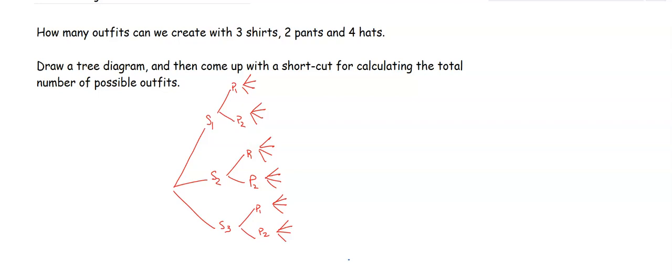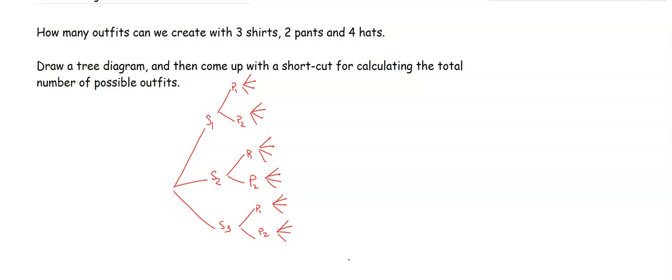For example here, if I wanted to know how many outfits I can create with 3 shirts, 2 pants, and 4 hats, I could have drawn out a sample space and said picking out my shirt gives me 3 options. Picking out my pants gives me 2 options for every one of those 3, and picking out my hat gives me 4 options for every one of those 6 options. Well, where did the 6 come from?